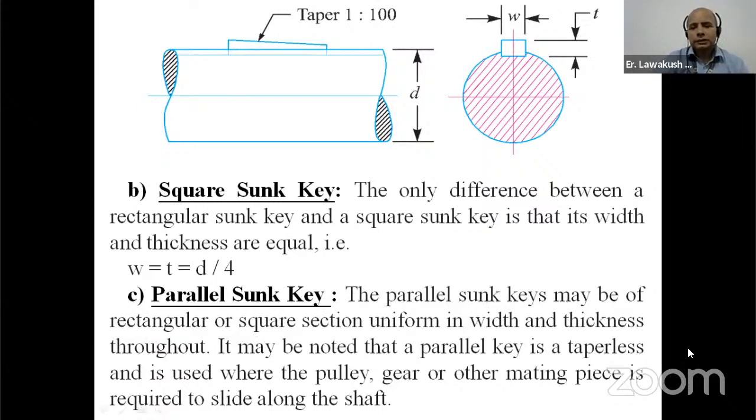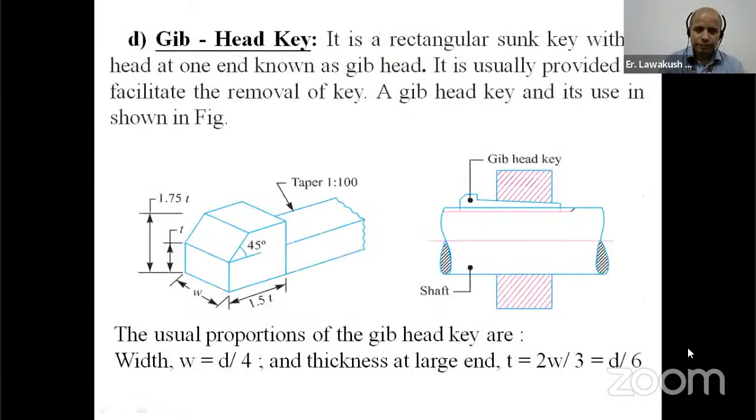The parallel sunk keys may be of rectangular or square cross section, uniform in width and thickness throughout. It may be noted that a parallel key is taperless and is used where the pulley, gear, or other mating piece is required to slide along the shaft.